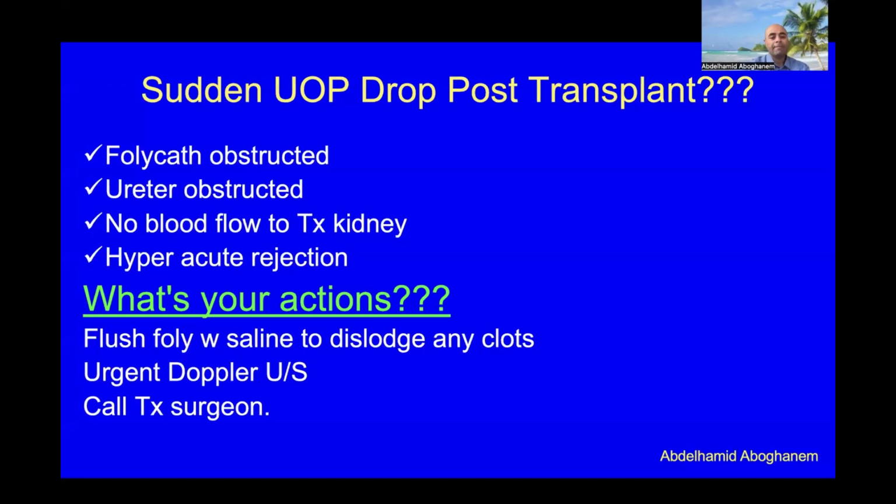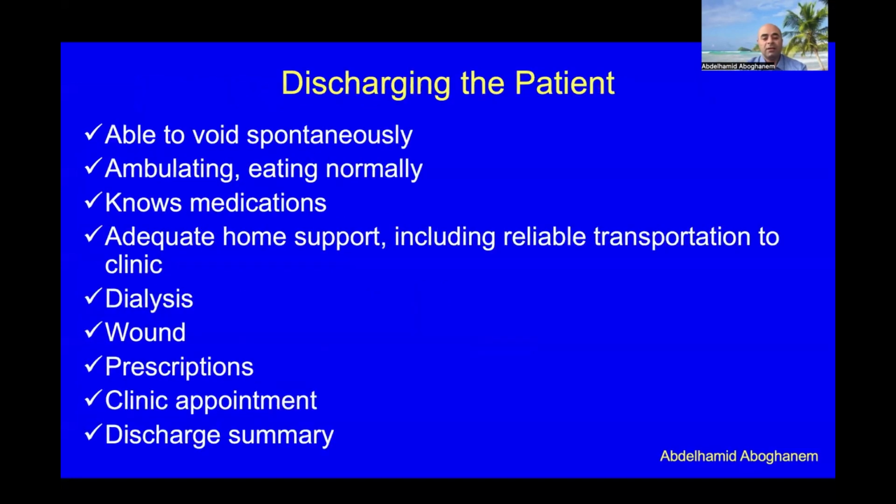blood compatibility already. And what's your action if you see your Foley catheter, no urine, and no blood flow to the kidney? For this, you should flush your patient's Foley catheter with saline to remove or dissolve any clots. An urgent Doppler ultrasound should be done. If you see any one of the above, urgent ultrasound Doppler, this is number 1. And call the transplant surgeon if you see any surgical complication.